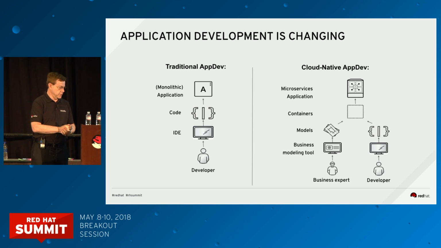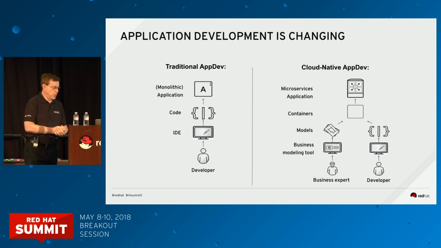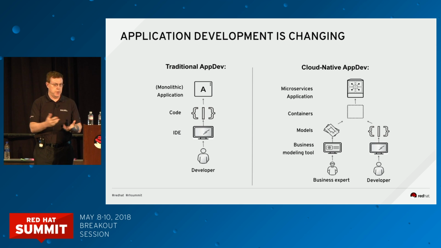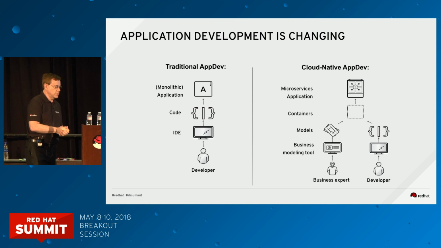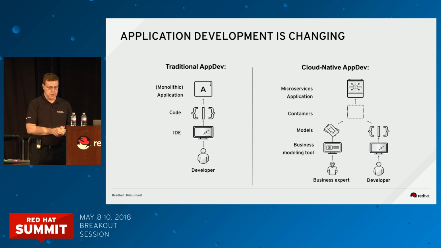IT developers use standard tools like Java development tools, integrated development environments, to write code that gets deployed ultimately as applications. And we use this term monolithic applications to describe the types of applications that have typically been produced over the last 20 years. It means that they're, for the most part, very large, difficult to understand, and hard to change.